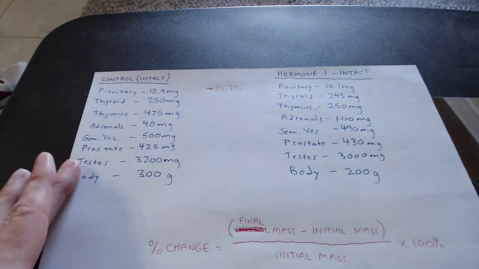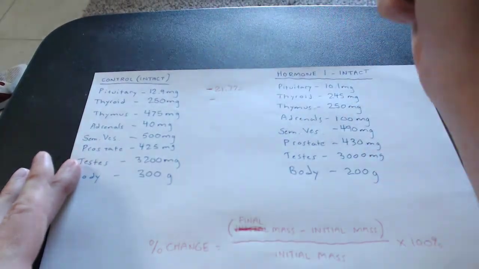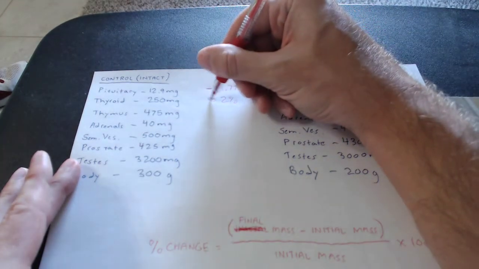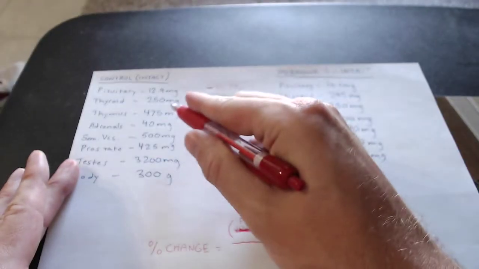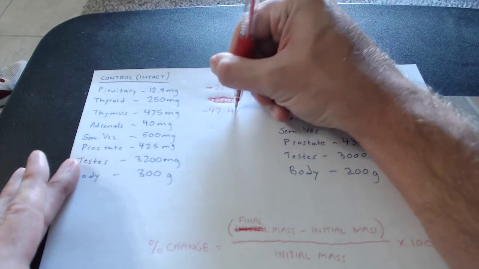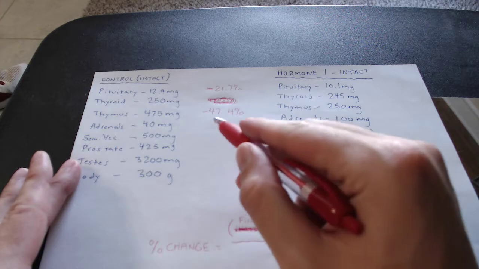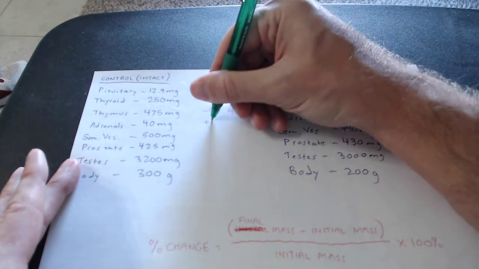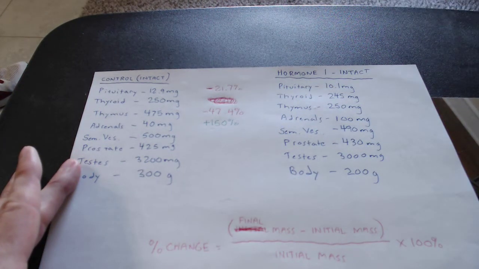And then if we were to go ahead and do the rest of these, we would see that the thyroid dropped by 2%, and since that is not 20%, we are going to act as if that is no change at all. The thymus dropped by 47.4%, so that is a definite significant change. The adrenal glands increased by 150%. Wow, right? So that is definitely significant.